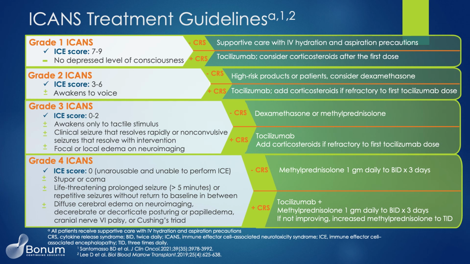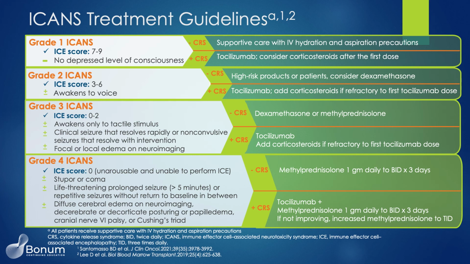Looking at how to treat ICANS, I would say that the hallmark of treating ICANS, first of all, is to identify it. So this ICE score is very important. So patients that have a mild ICE score of 7 to 9, they would be considered grade 1. You can consider either just supportive care and very close monitoring, aspiration precautions, or you can consider treatment. For example, you can consider tocilizumab, but we tend to use steroids first in these particular cases.